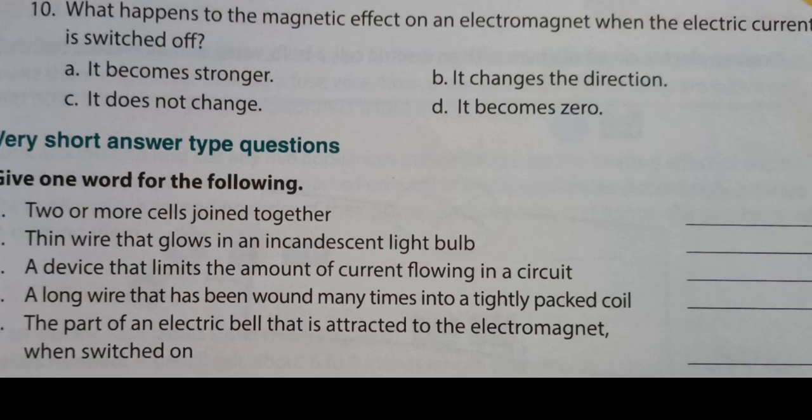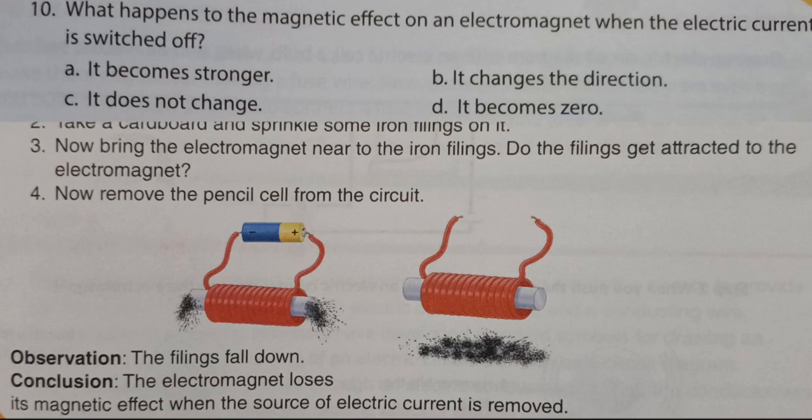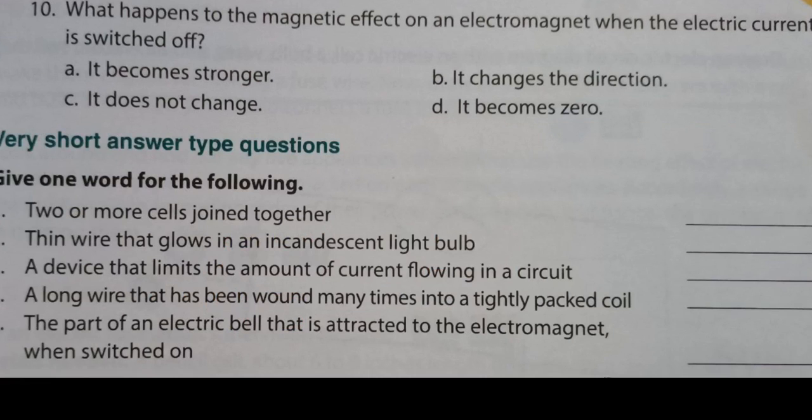In the activity on the left hand side, as long as the electric current flows through a pencil battery, the coil becomes electromagnetic, so it attracts the iron filings. But the moment the cell is removed, so electric current does not pass, it loses its magnetism and the filings drop off. So the answer to question 10 is option D, it becomes zero.